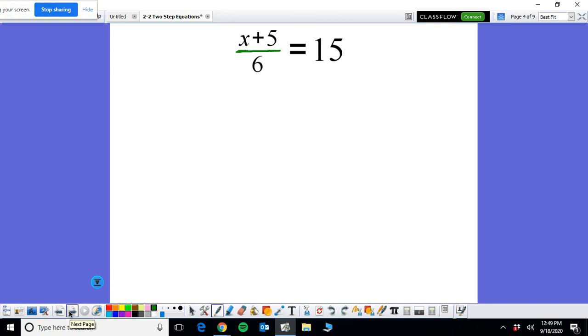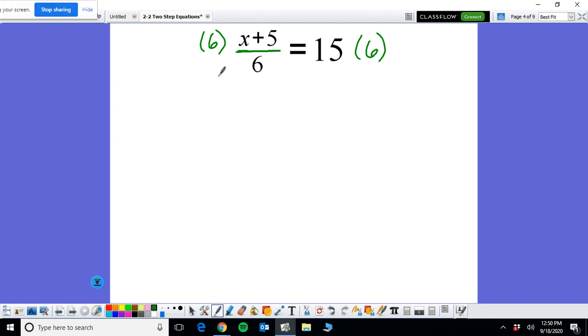We can't really get rid of them. There's no +7 or +2 over here. We can't really do much here until we take care of this 6. So in this setup, in a long bar fraction, you have to take care of the denominator immediately. So we're going to go ahead and start by multiplying each side by 6.